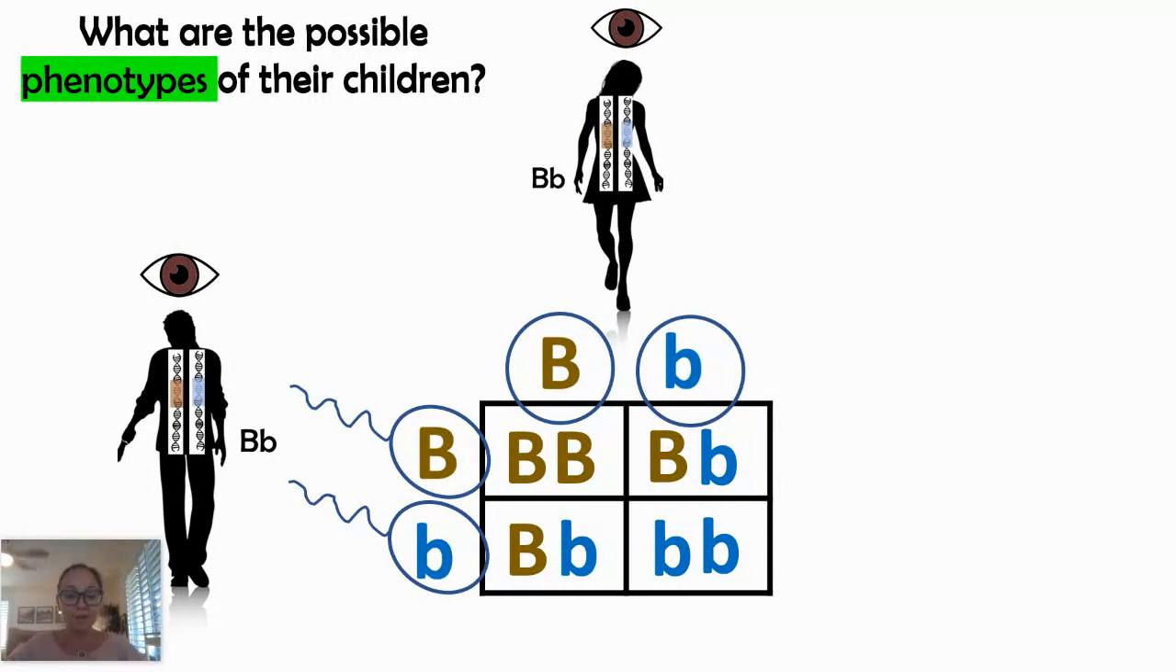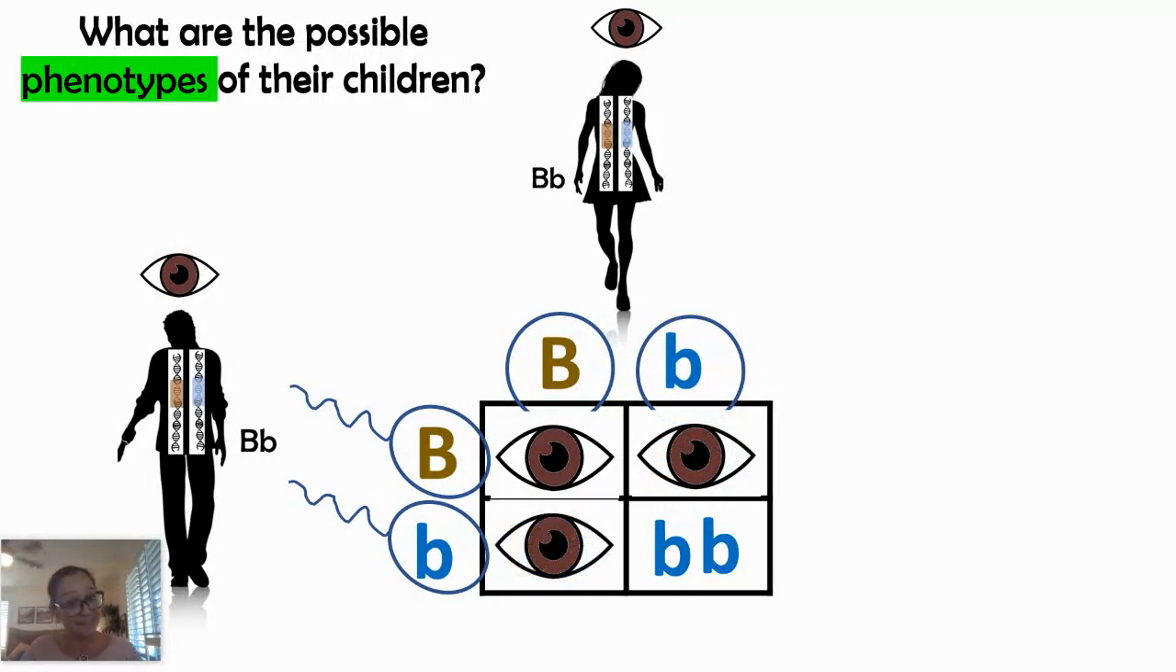So the question was, what are the possible phenotypes of their children? Well, this child will have brown eyes because of that dominant allele. This child will have brown eyes because of that dominant allele. This child will have brown eyes because of that dominant allele, and this child will have blue eyes.